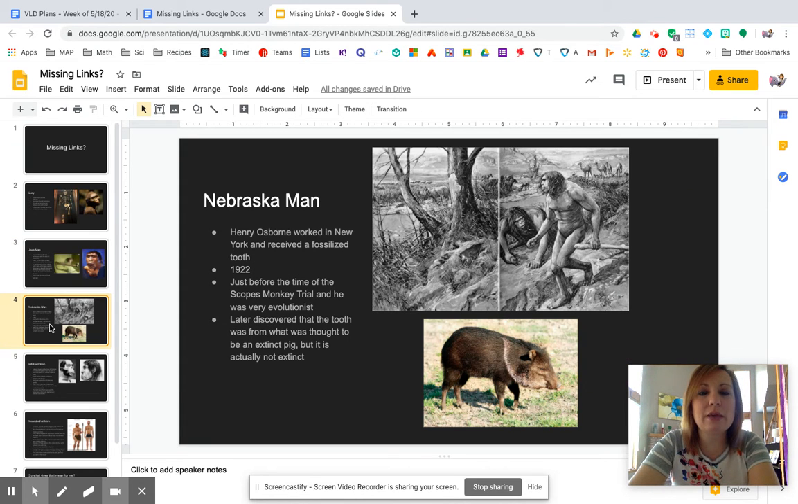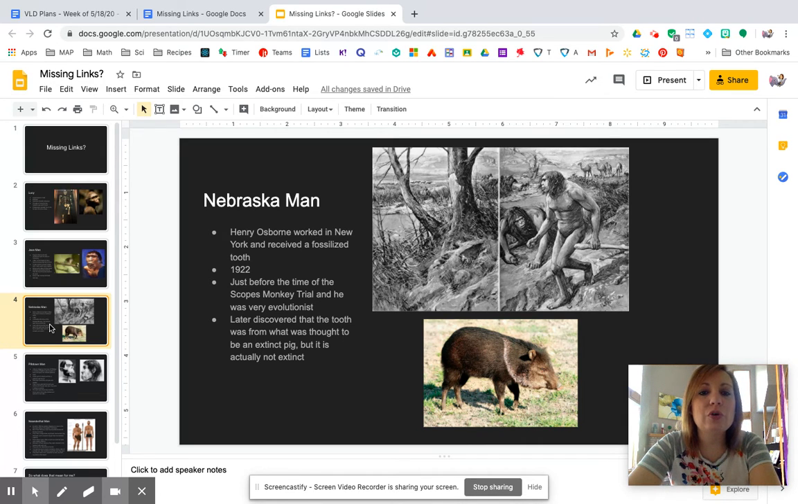All right, Nebraska Man, this is kind of my favorite. Henry Osborn was an anthropologist that worked at a museum in New York. He received from someone a fossilized tooth, one tooth, and it was 1922. This was around the time of the Scopes monkey trial, when we were deciding, should we teach evolution in school? Should it be creation? Up to this point, it was the Bible being taught, but people were not liking that anymore. So he was out to find a way to discredit and disprove creation and the Bible.